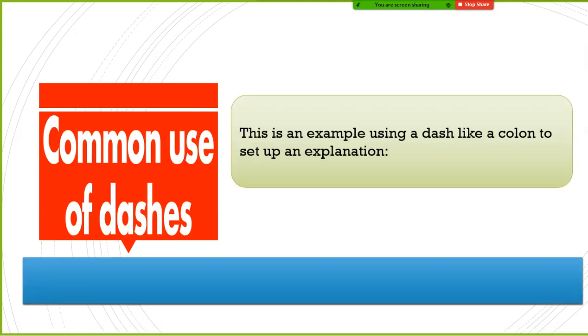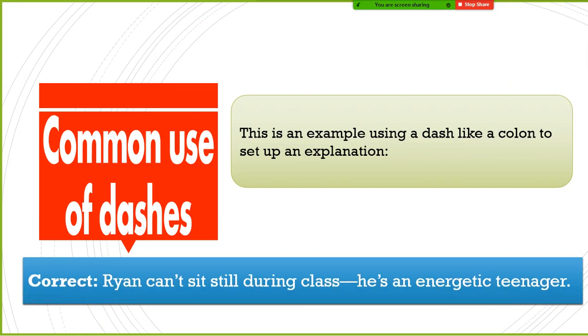Okay, miss. And this is another example where the dash can be used instead of the colon to introduce an explanation. Ryan cannot sit still during class. He is an energetic teenager. So he put the dash here to give an explanation of why he cannot sit still, because he is energetic. I can put here the dash or I can put the colon, the two dots. Both of them are correct.